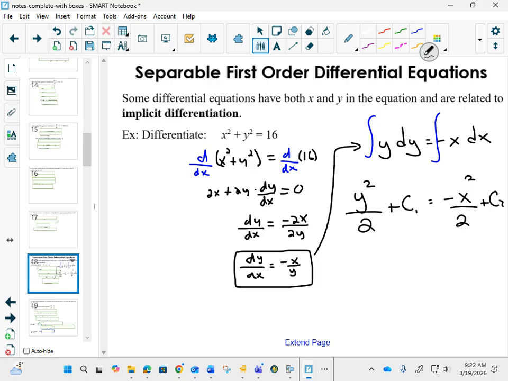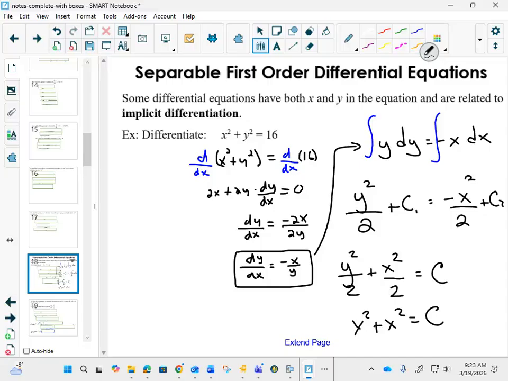I could move everything over to one side. So I have y squared over 2 plus x squared over 2 equals some constant C. And I could multiply everything by 2, saying I should get x squared plus y squared equals something. Is that what we started with? Yes, we started with x squared plus y squared equals 16. Working backwards, we said, yes, that's the form it should be. C could have been anything. It could have been 16, it could have been 25.